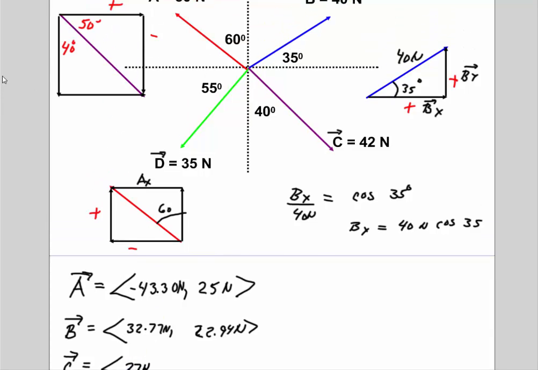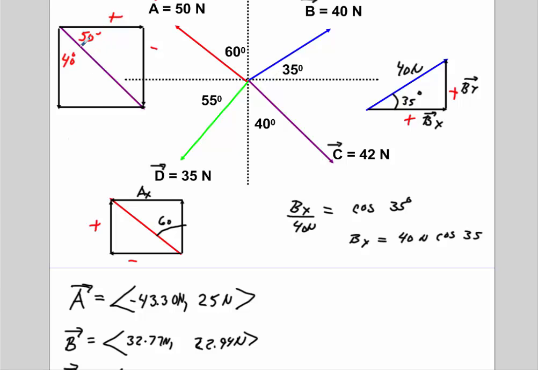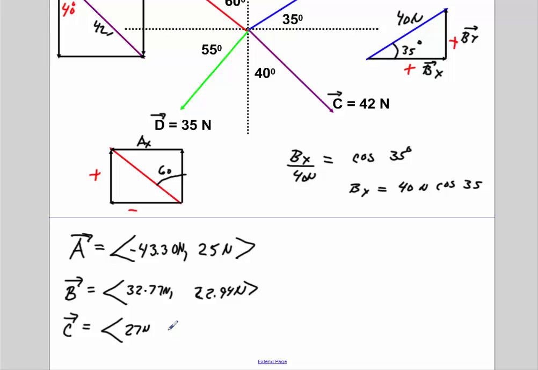And again, we come back here, is positive. Now we'll take the 42, which is right here, 42 newtons. We're going to multiply that by the cosine of 40. So 42 times the cosine of 40. That gives me 30.64, but remember it's going down. So we go comma minus 30.64 newtons. Come to D.